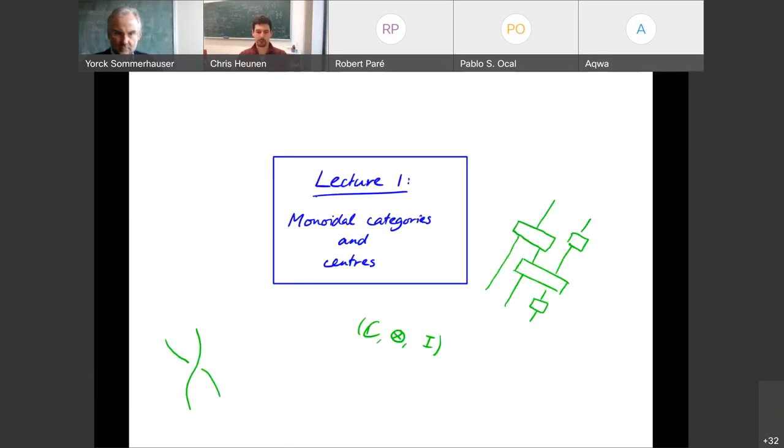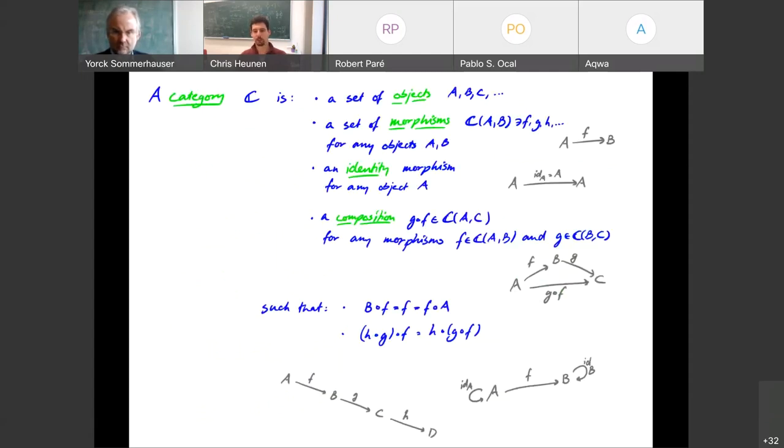All right, so let's start with the material proper. Lecture one is about monoidal categories and centers. So just to be very, very basic, because undergraduates and your grandmother are supposed to be able to follow everything, let's start with what a category is.